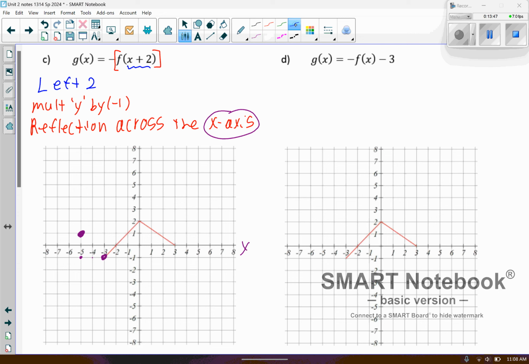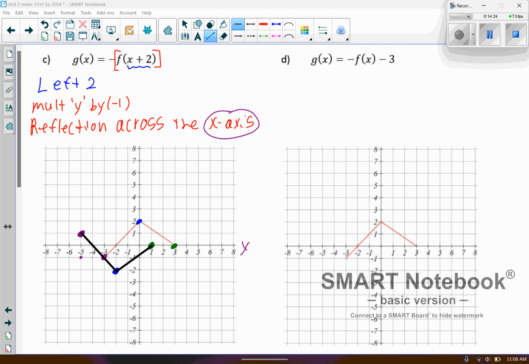Then my next point, we'll take this, and I'm going to go to the left 2, 1, 2. Then I reflect across the x-axis, and I'm going to end up over here. And then my last point, we're going to start right here, and I'm going to go to the left 2. I'm actually on the line of reflection right here, and so my y value is 0. So even if I multiply it by -1, I'm going to stay put right there. Now we'll go ahead and connect the dots, and we should be in good shape.